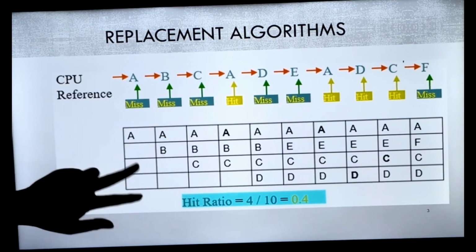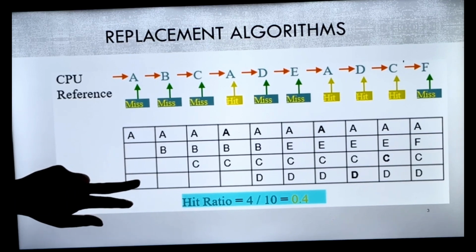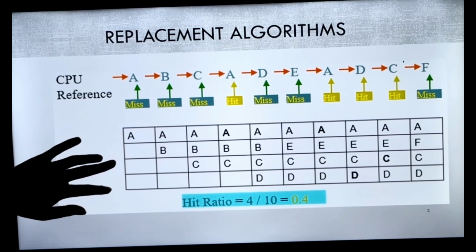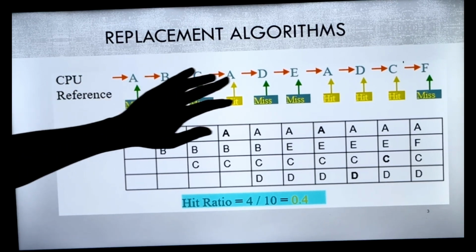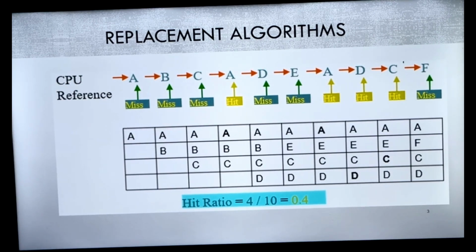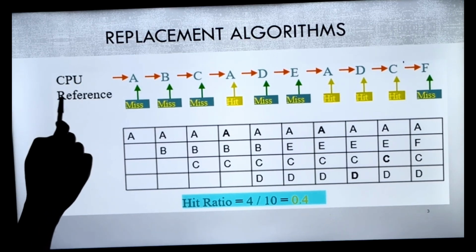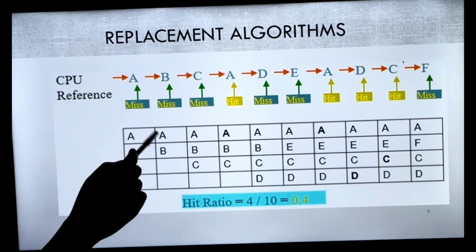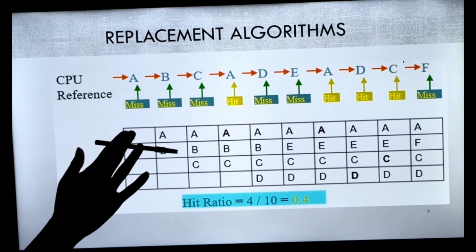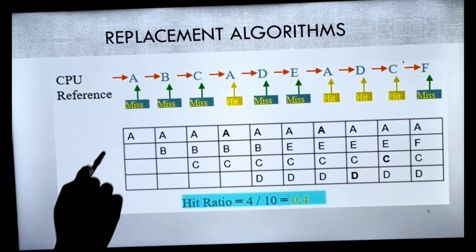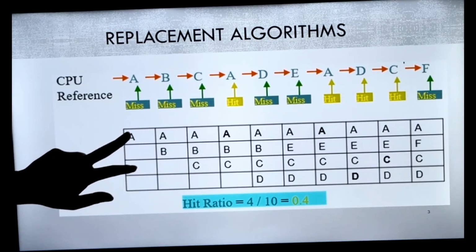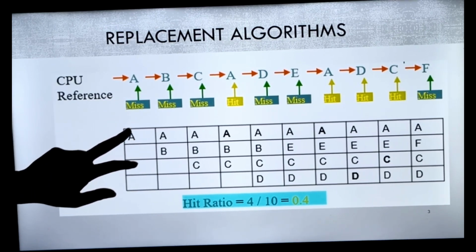Suppose I have a small cache of only four slots. It's a small cache and I want to insert some data. My CPU is asking for some data like this. So how to deal with that? First of all, say your CPU is asking for A and initially your cache is empty. Nothing is there in your cache. Your CPU is requesting A. A is not there, so it's a cache miss.